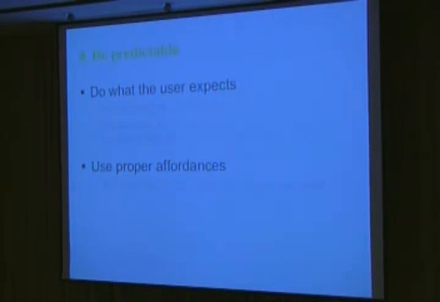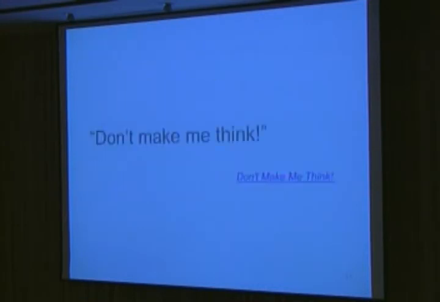And finally, use proper affordance. That's actually a fancy way of saying that if some button is clickable, just make it look clickable. At the same time, if you have a link, try to underline the link and change it to a different color other than the regular text color. Don't do something unconventional. A quote from a very famous web usability book by Steve Krug: don't make me think. Don't make your user think when they use your application.